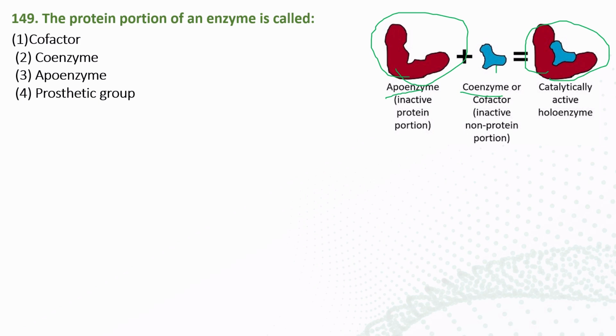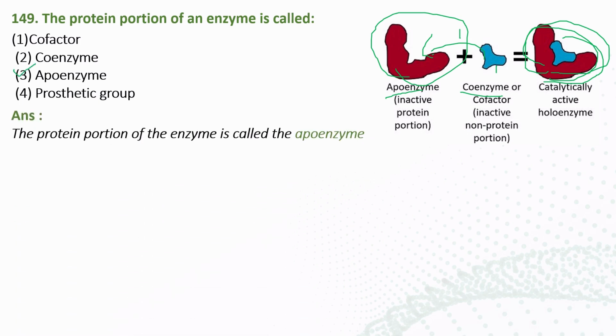It is a cofactor that helps the protein part. Obviously they are individually inactive, but when these two combine, they form a catalytically active holoenzyme. So here you can say that the protein part of the enzyme is known as apoenzyme. Without either of them the enzyme cannot function, which means it needs both parts, and only then can the enzyme function properly. So the apoenzyme is the protein part of the enzyme.